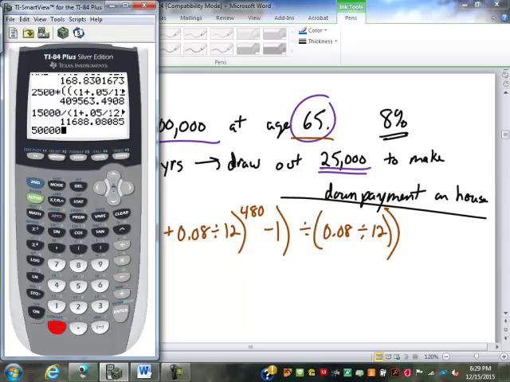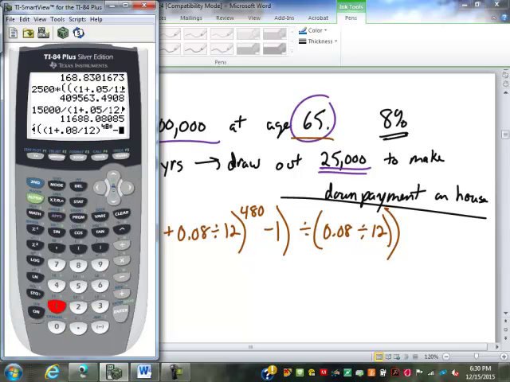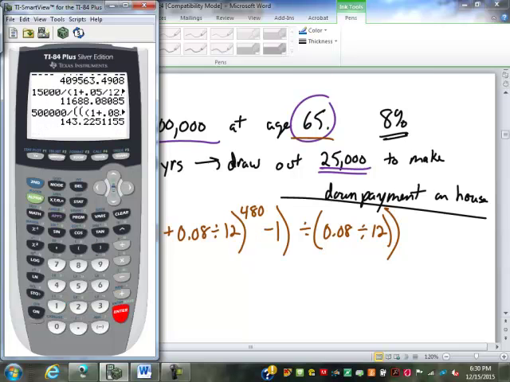500,000 divided by 1, 2, 3, 1 plus 0.08 divided by 12, close, power 480, minus 1, close, divided by open, 0.08 divided by 12, close and close. $143.23 a month.